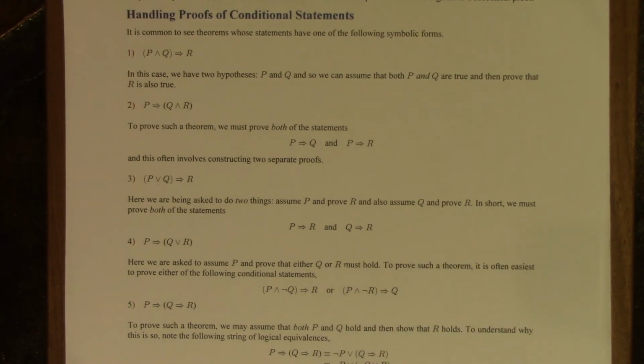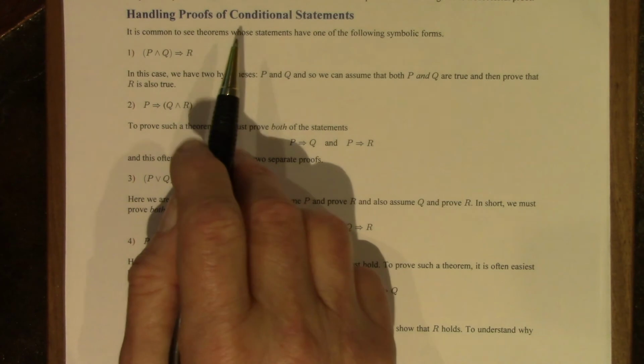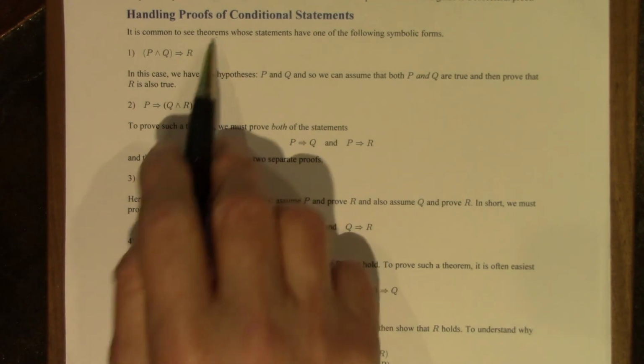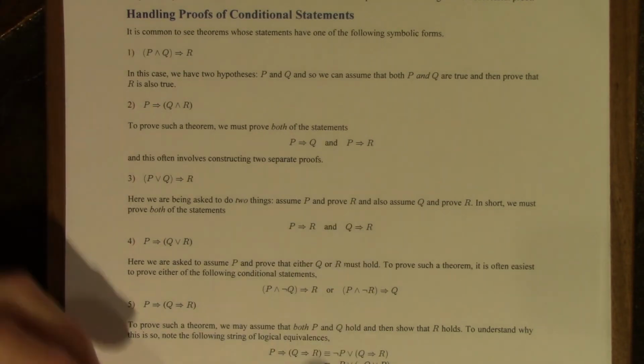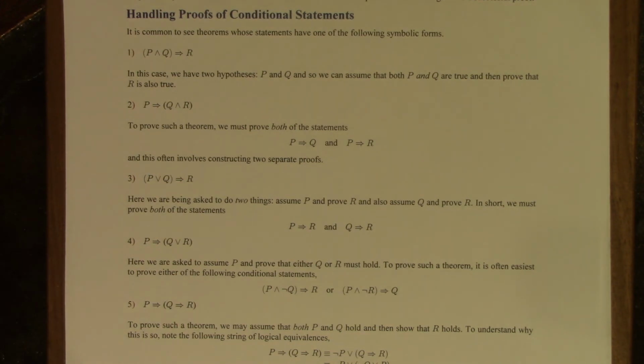Some things we can address at a very general level before we get to the templates is that it's common to see statements of theorems that have one of a certain number of forms. They're all conditional statements. And when you do see one of these forms, or six of them we'll go through, this material will provide a guide as to how to approach that.